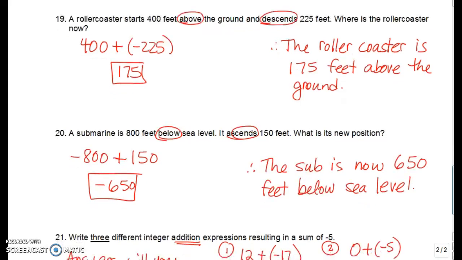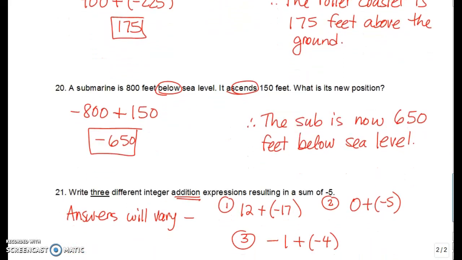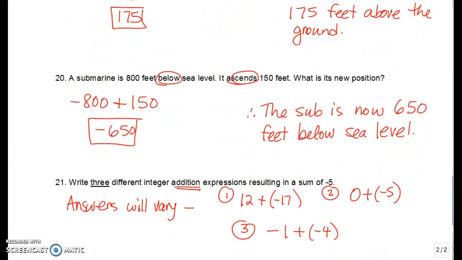And then finally, here are my 3 integer addition expressions. They all result in a sum of negative 5. And I tried to do as many different ways as possible. Number 1 is a positive plus a negative. Number 2 is 0 plus the sum. And number 3 are 2 negative numbers added together.